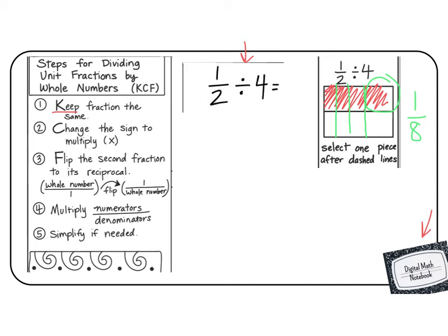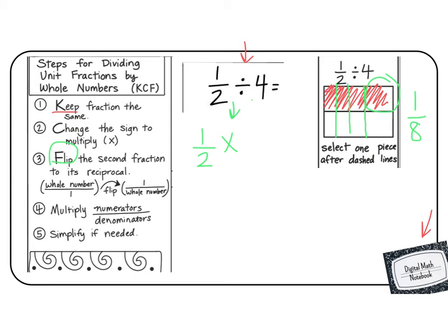Let's prove that with math. My first step is to keep my first number, change my sign, so the opposite of dividing is to multiply. And then we're going to flip the second number upside down. Because we changed the sign, we need to change our numbers. If we just change the sign and not our numbers, then we'd be solving a different problem.